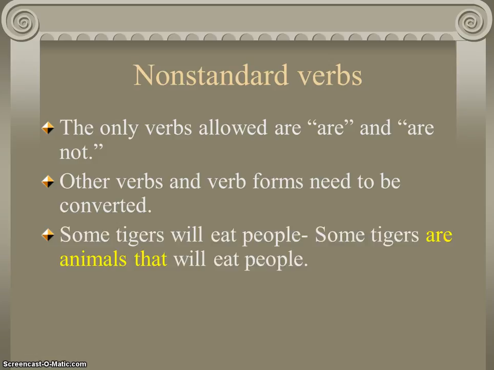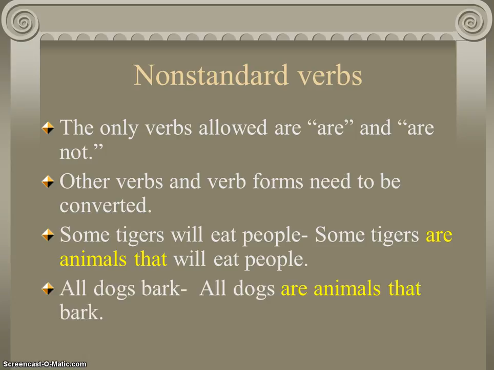So, "some tigers will eat people" becomes "some tigers are animals that will eat people." Okay, so even "people eating" is probably not a good way, because we want to keep it as close to the original as we can. So, some tigers are animals that eat people. "All dogs bark" becomes "all dogs are animals that bark." Once again, we're just changing it to a statement that has "are" or "are not" in it. Those are two good examples, probably two of the easiest examples.